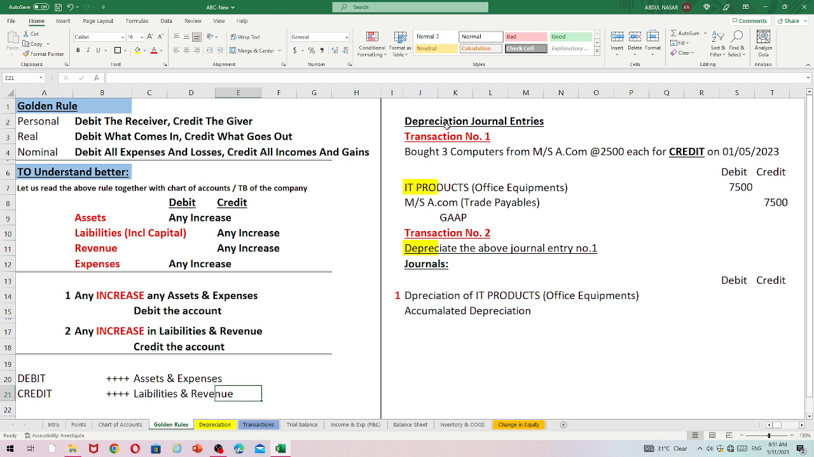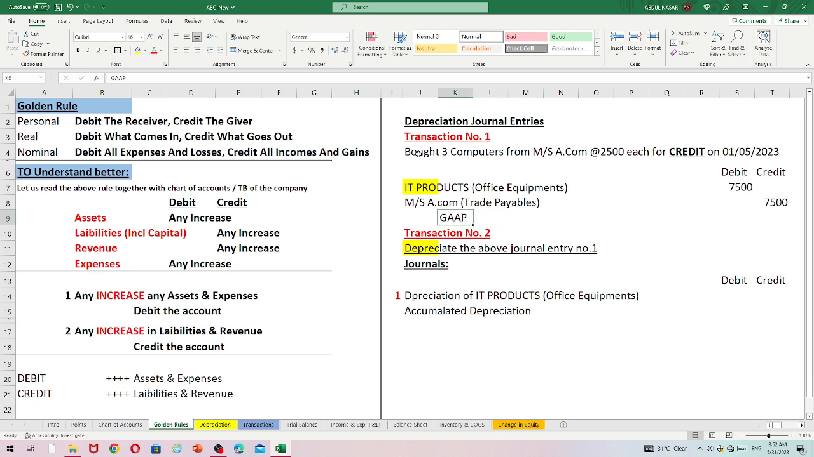So for depreciation, the generally accepted accounting principles, GAAP, all over the world, make it a must requirement to depreciate all the assets in a company, except land, with a given percentage, whatever percentage is decided by the management.